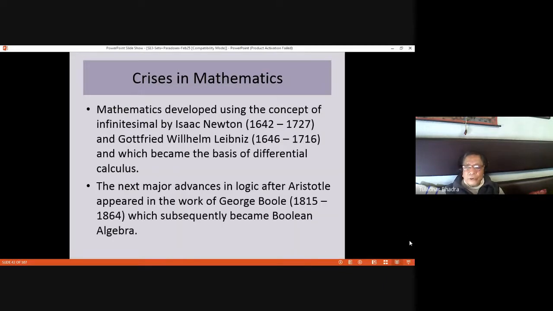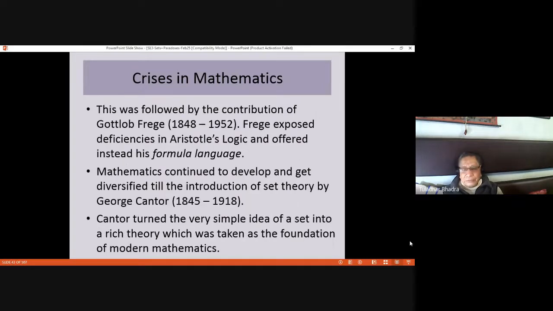So algebra took on a more fundamental role. Mathematics developed using the concept of the infinitesimal by Isaac Newton and Gottfried Wilhelm Leibniz, which became the basis of differential calculus. The major advances in logic after Aristotle appear in the work of George Boole, 1964, which subsequently became Boolean algebra. So very important for logic. This was followed by the contribution of Gottlob Frege, 1948-1952. Frege exposed deficiencies in Aristotle's logic and offered instead a formula language, his formal language.